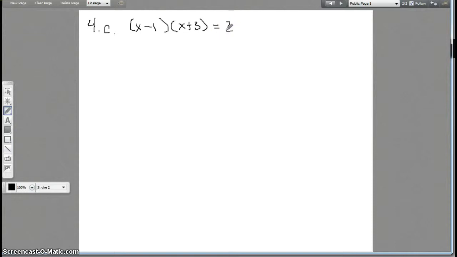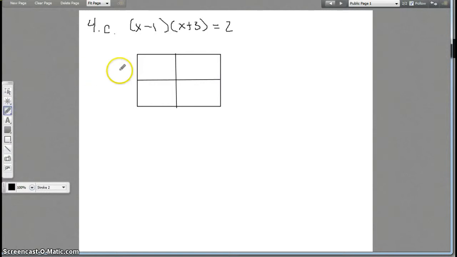Now, before we can write this in standard form, we have to multiply this out. Now you've got a lot of options for multiplying it out. I'm going to go ahead and use a grid because when I draw a grid, I always get everything multiplied out the way it belongs. So I'm going to draw in my grid lines.